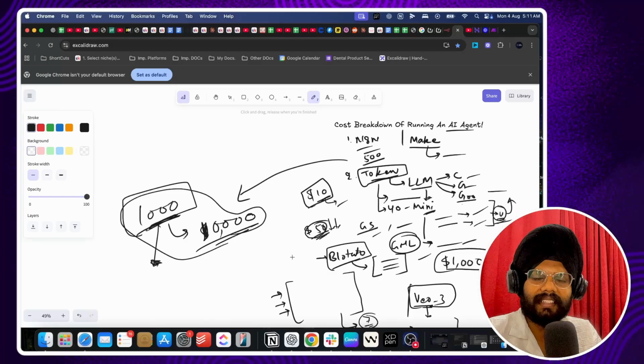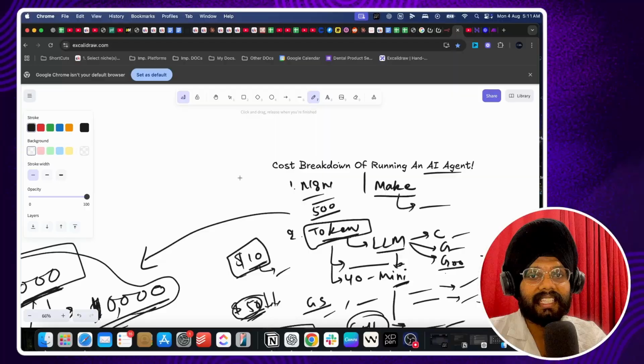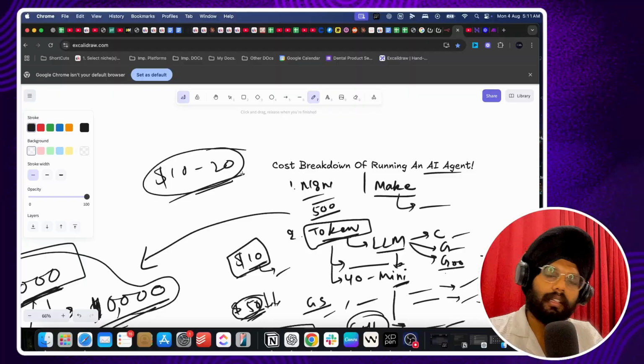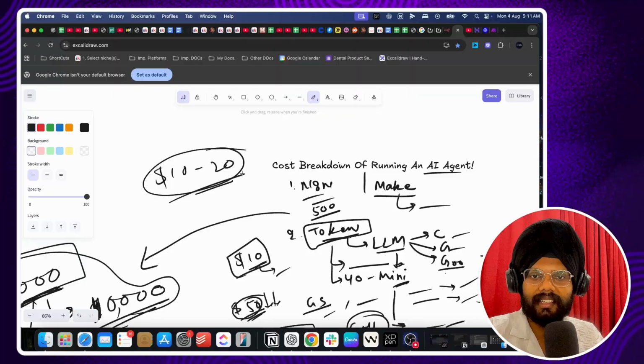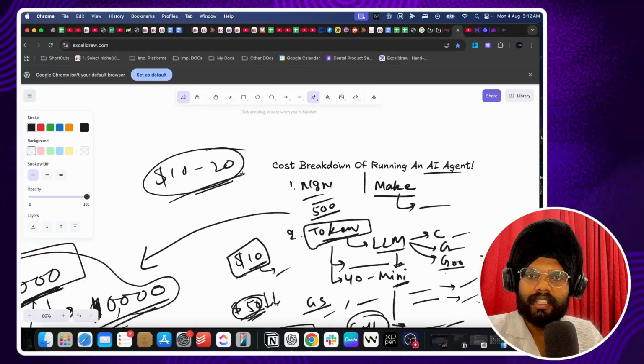So I hope I could give you the answer to the question you might be having: the cost of running an AI agent is comparatively so much less, roughly around 10 to $20 only, on a basic level. The upper limit is not there, because you can use any kind of tool, but you can start off with this basic thing, or even for free if you are looking to do things on a trial period only.